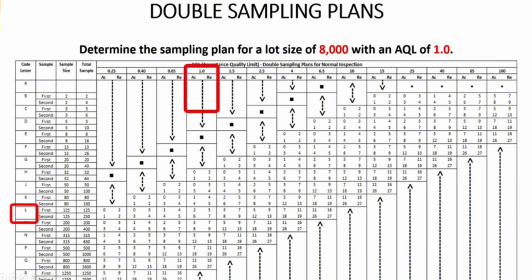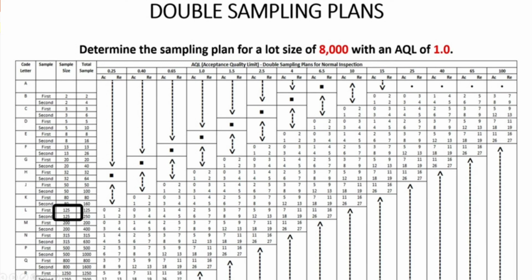Let's find that intersection between L and 1.0. When we take that first sample of 125 pieces, if we have 2 or fewer defects, we can accept the batch on the first sample. If we have 5 or more defects, it means the quality is really bad and we can reject the whole lot based on that first sample. If we have 3 defects or 4 defects, we have to take another sample.